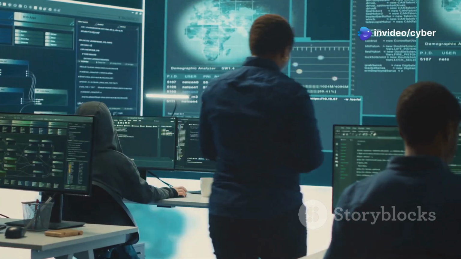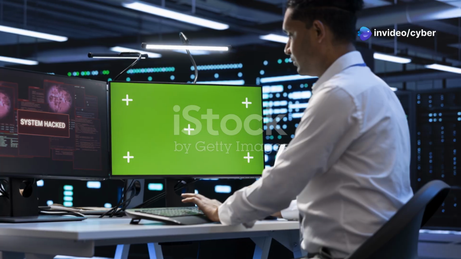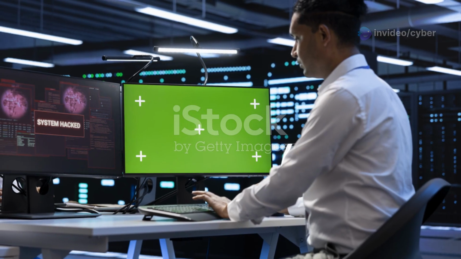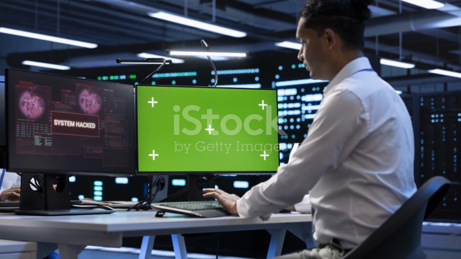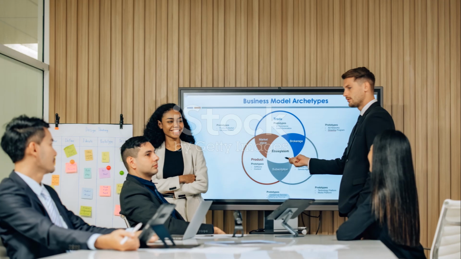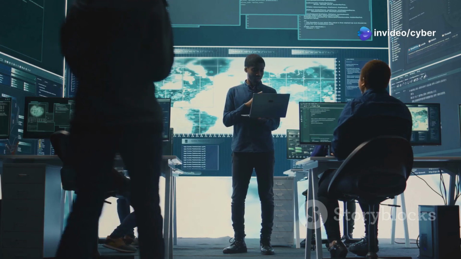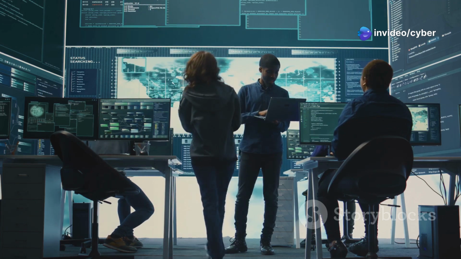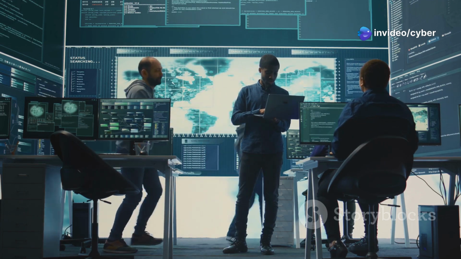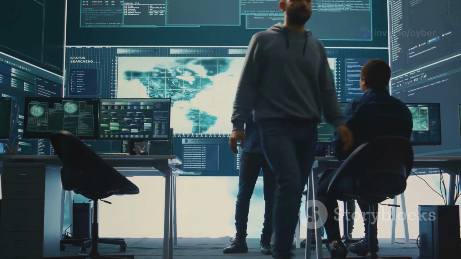In the ever-evolving landscape of cybersecurity, understanding the core components of a robust security posture is paramount. Two such components are vulnerability assessment and vulnerability management. While often used interchangeably, they represent distinct yet interconnected processes crucial for maintaining a secure digital environment.